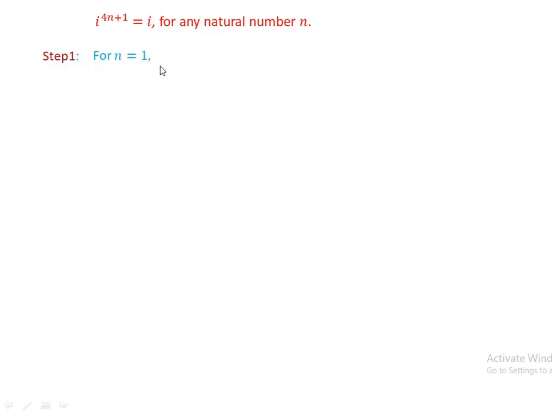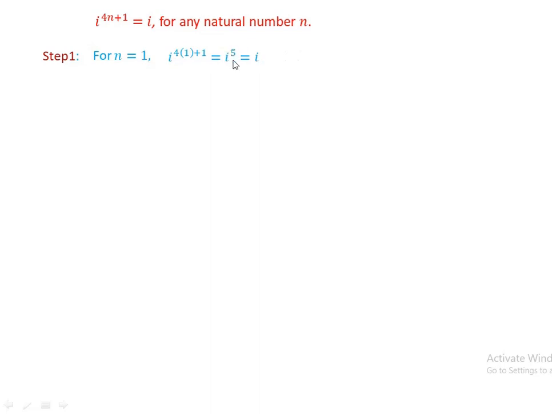For n equals 1. For n equals 1, we have i to the power of 4 times 1 plus 1, which means 4 times 1 is 4, and 4 plus 1 is 5. This is equal to i to the power of 5. Using the formula, i to the power of 2n plus 1 is i if n is even, and minus i if n is odd. Therefore, i to the power of 5 becomes i.